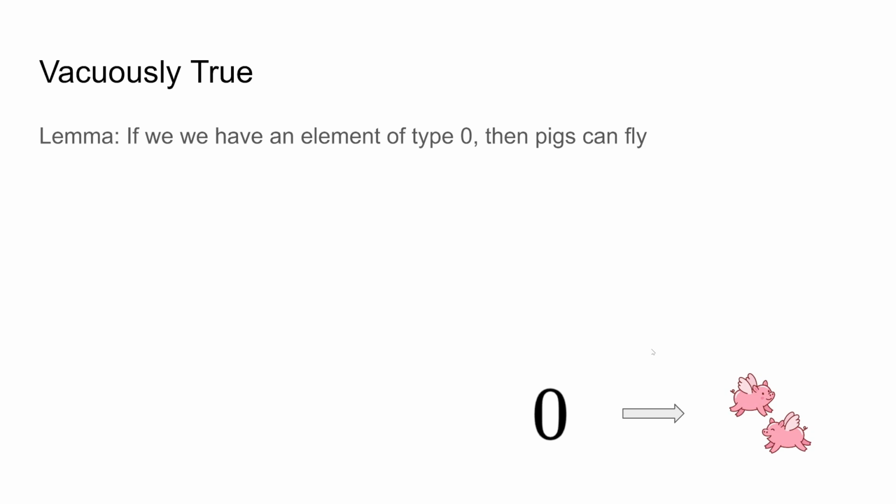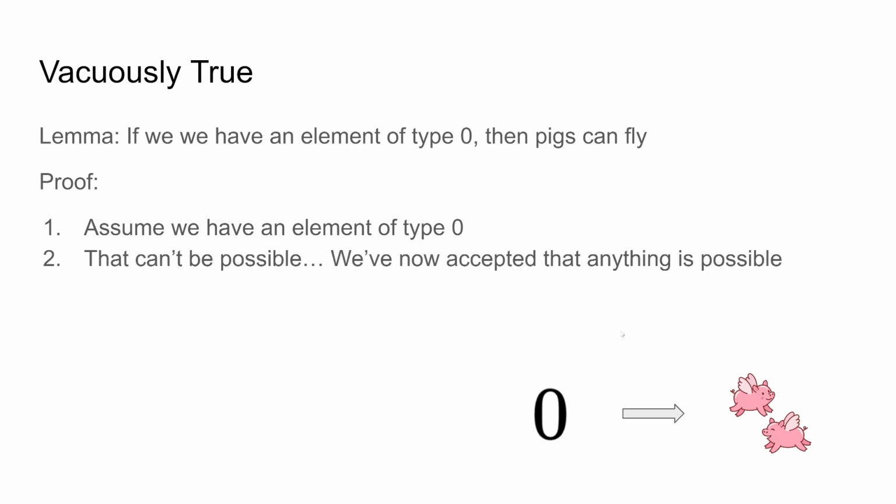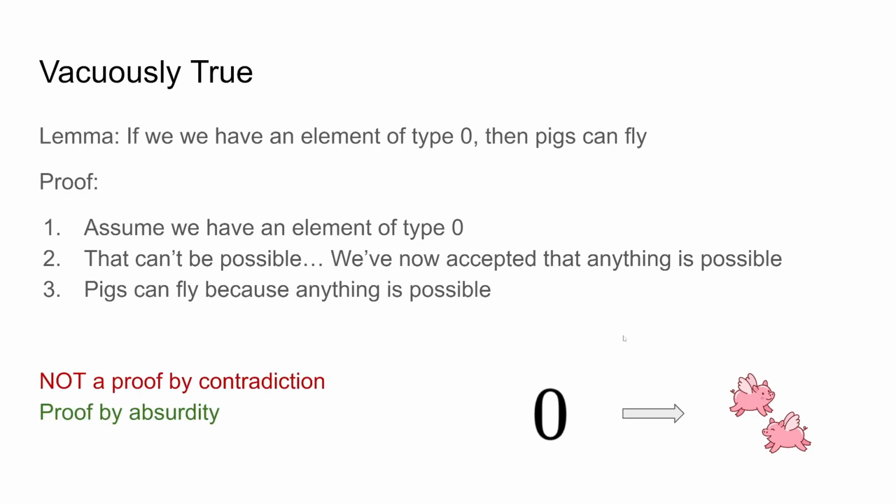This leads us to proofs about things going very wrong, also known as vacuously true. If we have something of type 0, we have reached a contradiction, so pigs can fly. So let's try proving this. If we have an element of type 0, then pigs can fly. The proof is, first we assume we have an element of type 0. This can't be possible at all, so we've accepted that anything is possible. And if anything is possible, then pigs can fly.